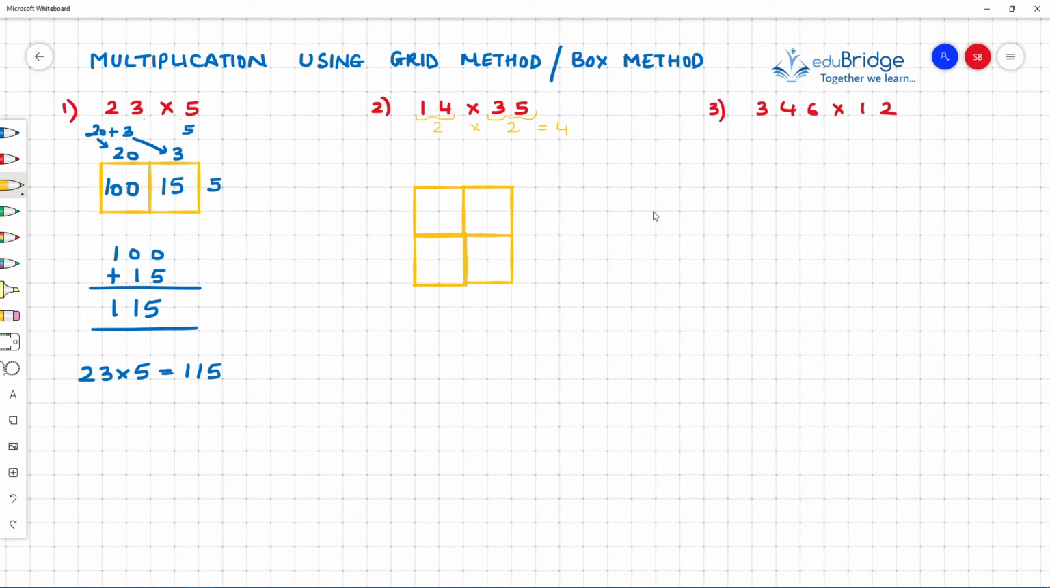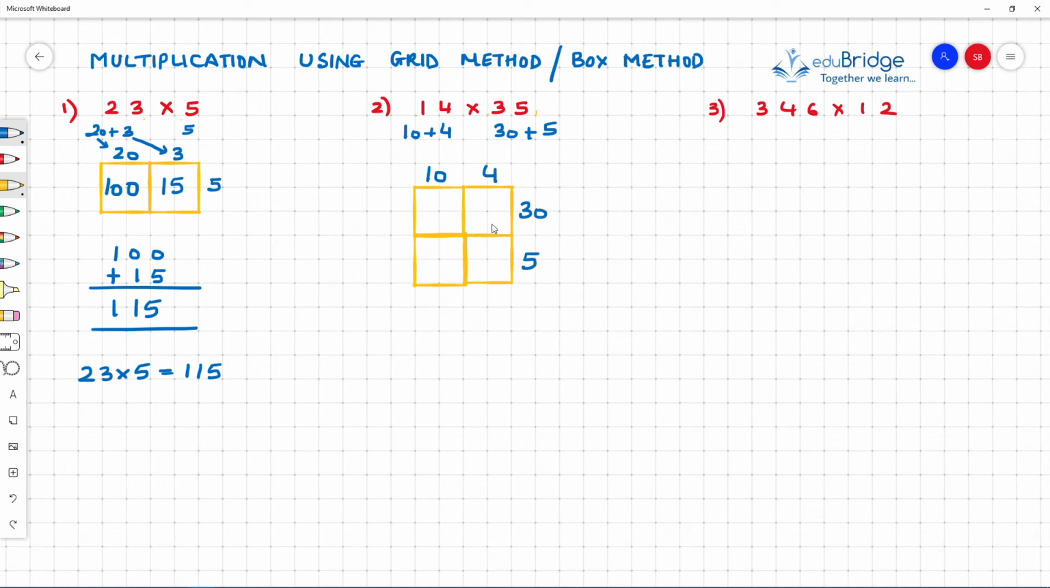Why can't we draw all the 4 boxes in the same line? Anybody? Any idea? We'll come to it. So let's look at this now. I'm going to just erase this part so that I can break down the numbers based upon their place value. So 14 is 10 plus 4 and 35 is 30 plus 5. So we pick the first set which we are going to write on top. So we put 10 here and we put 4 here. We pick the second set which we are going to write on the side, 30 and 5.